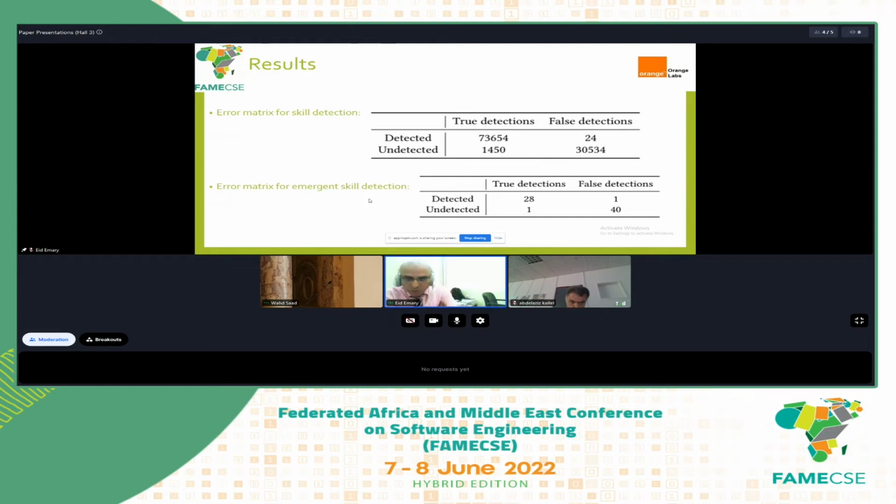The number of detected emergent skills is around 28 true detections, while we highlighted some false or non-emergent skills, around 40, and all of them are almost accurately detected.